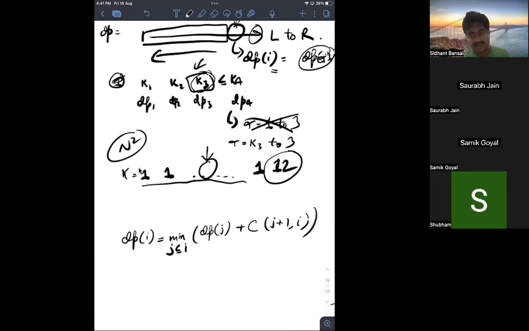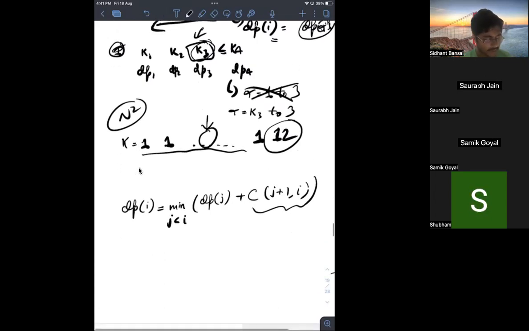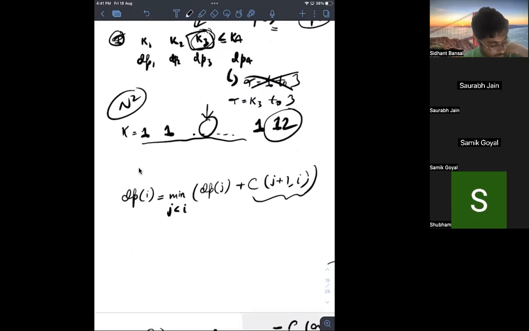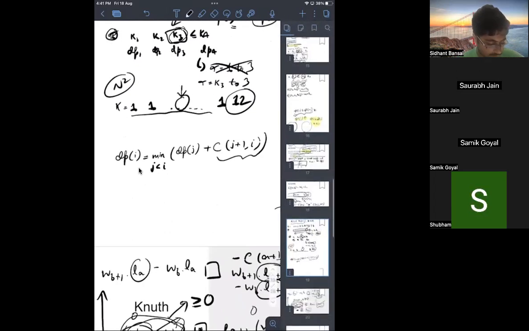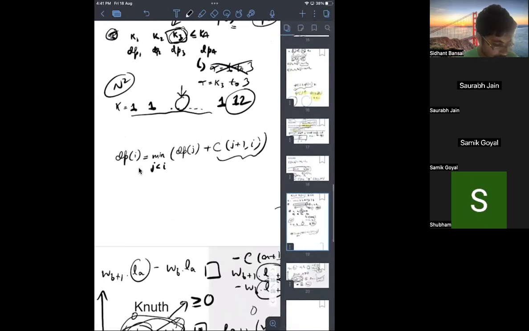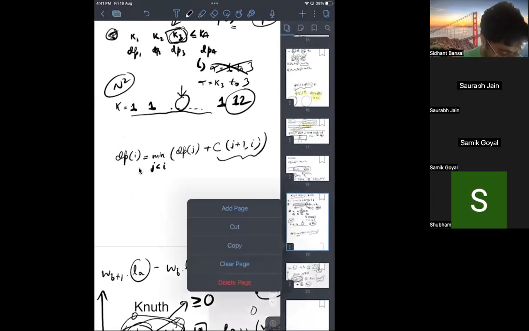Right? DP[i] is the min over DP[j] where j is less than i. Maybe you want to say strictly less than i, because it doesn't make sense to go equal to i. And the cost is from j+1 to the ith position. Right? And you're taking the min over them. Okay, fair. Let's say you calculate DP[1] somehow, magically. I'll just add a page to this because we'll need a bunch of pages.